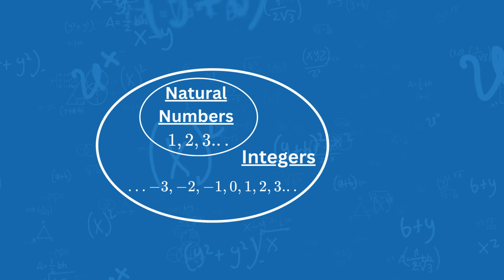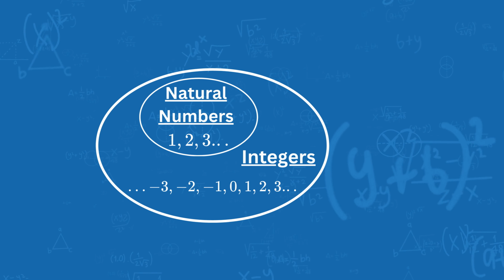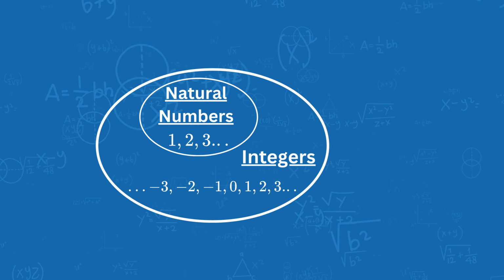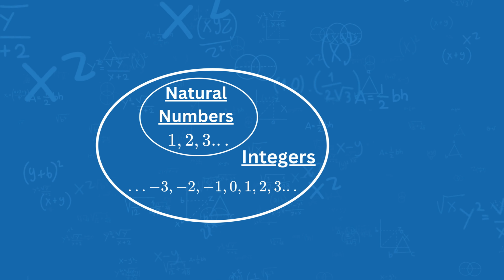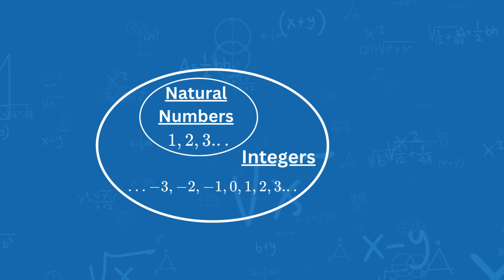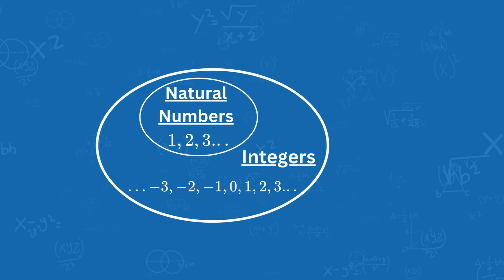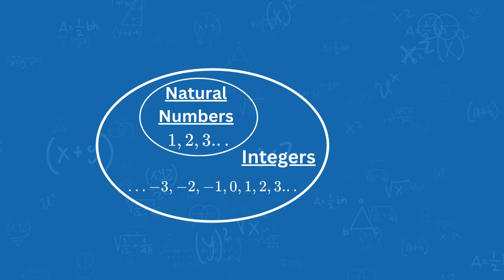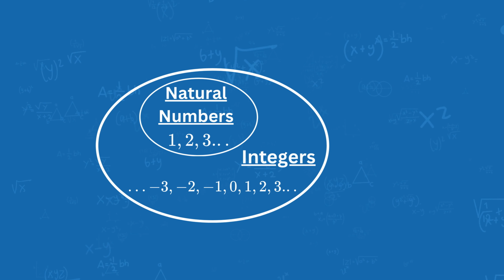Integers are like natural numbers, but they also include 0 and the negative counterparts of natural numbers. So we have -3, -2, -1, 0, 1, 2, 3, and so on. Just think of them as the whole numbers, both positive and negative.